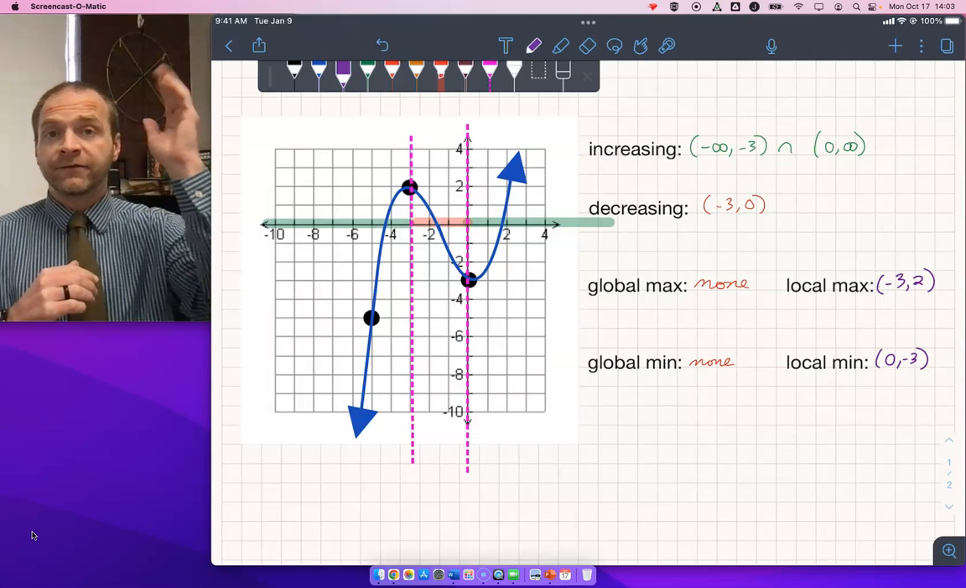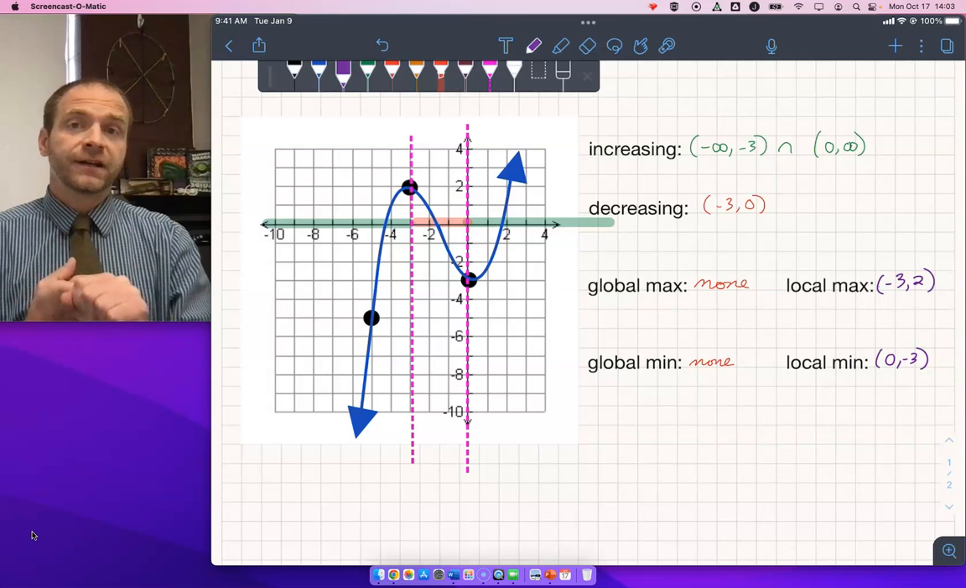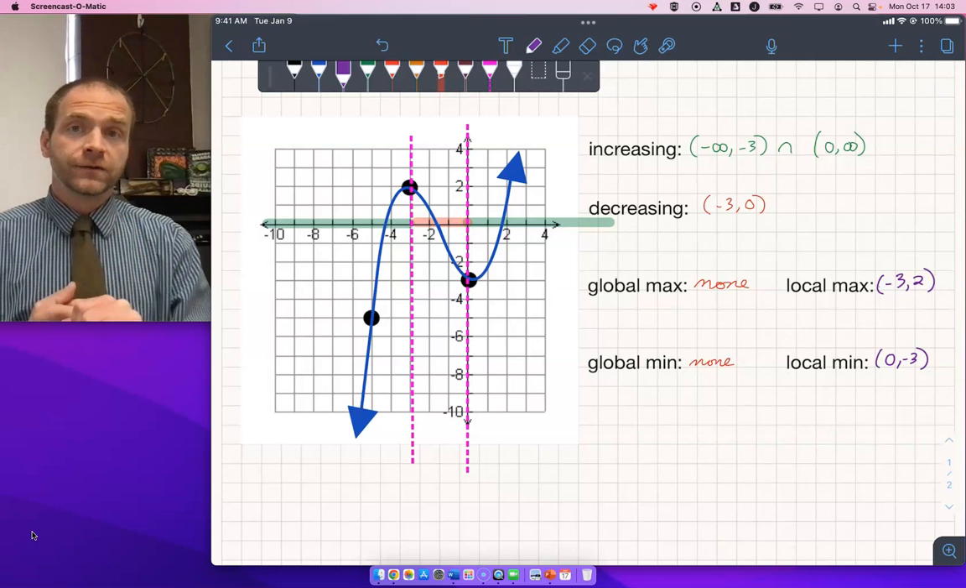So it's going up forever and it's going down forever, which means there's no global max and there's no global min. There's only locals. So you can see the answers.